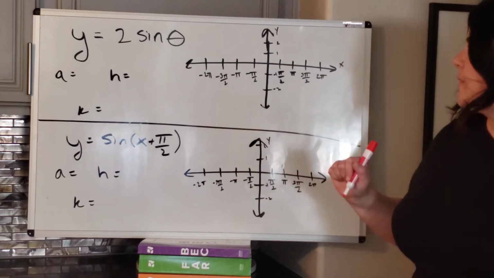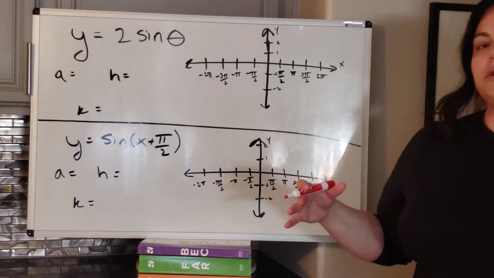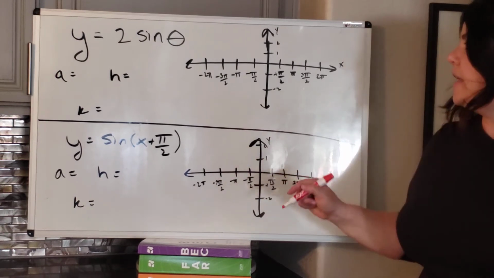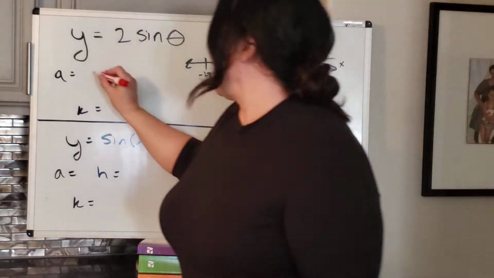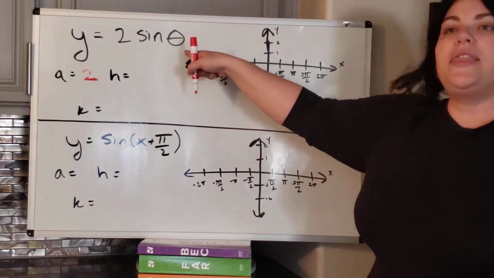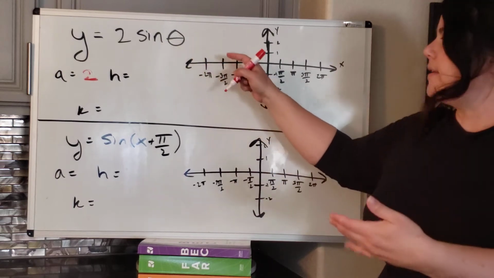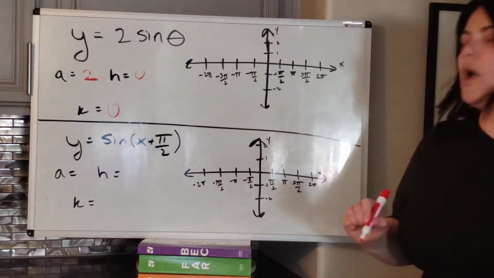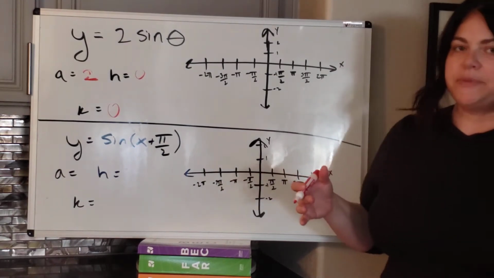Looking at the first one, we've got y is equal to 2 sine theta. Just like all the other graphing we've done, we're going to want to identify our A, H, and K. We've got a 2 in front of the sine, so that's going to be our A. Then we've got theta, and there's nothing being added or subtracted to sine or at the end, so our H and our K are both zeros. Just like the rest of the year, we've got steps for doing it.